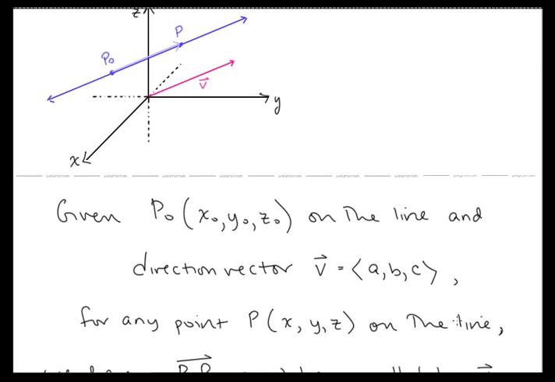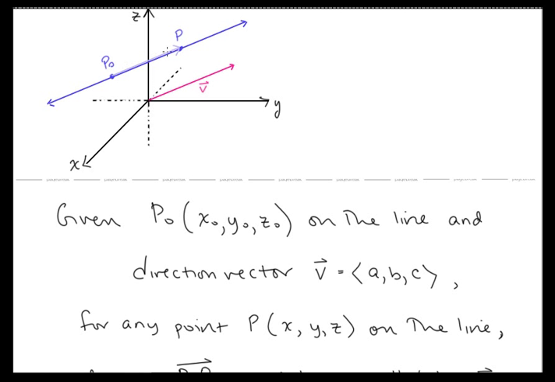So again, looking at the image, we see that P0P is parallel to vector V, and this is for any point on the line. Remember, parallel vectors are scalar multiples of each other. So even if we have a point P back here and the vector is going in the opposite direction, that's still okay because it's still going to be a scalar multiple of vector V.